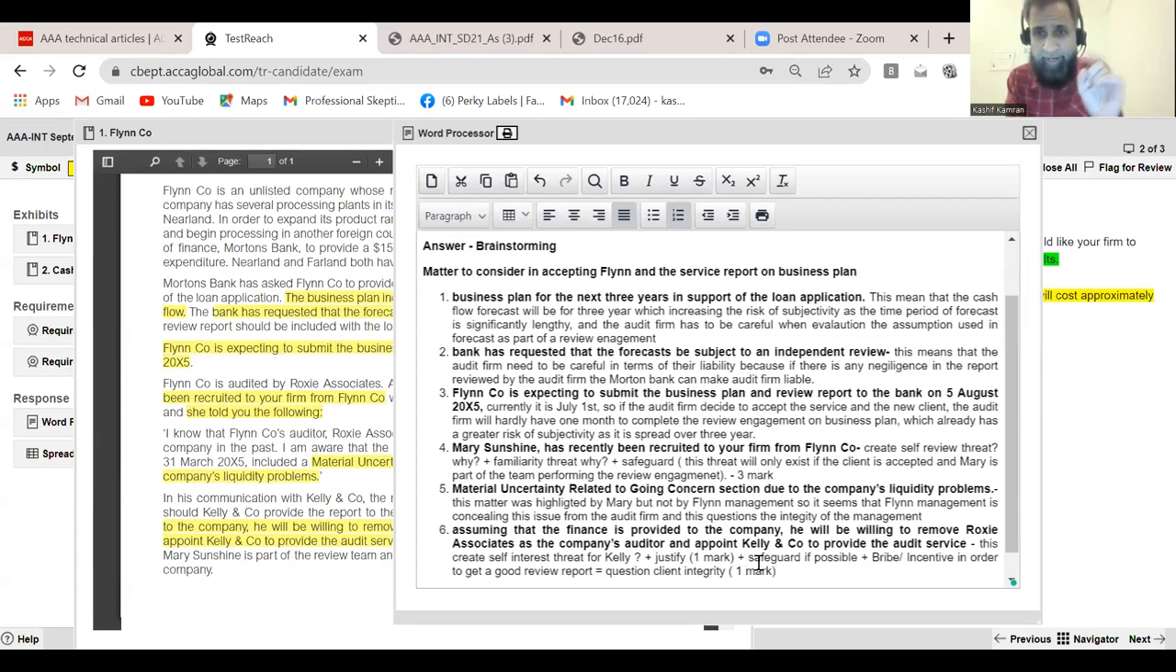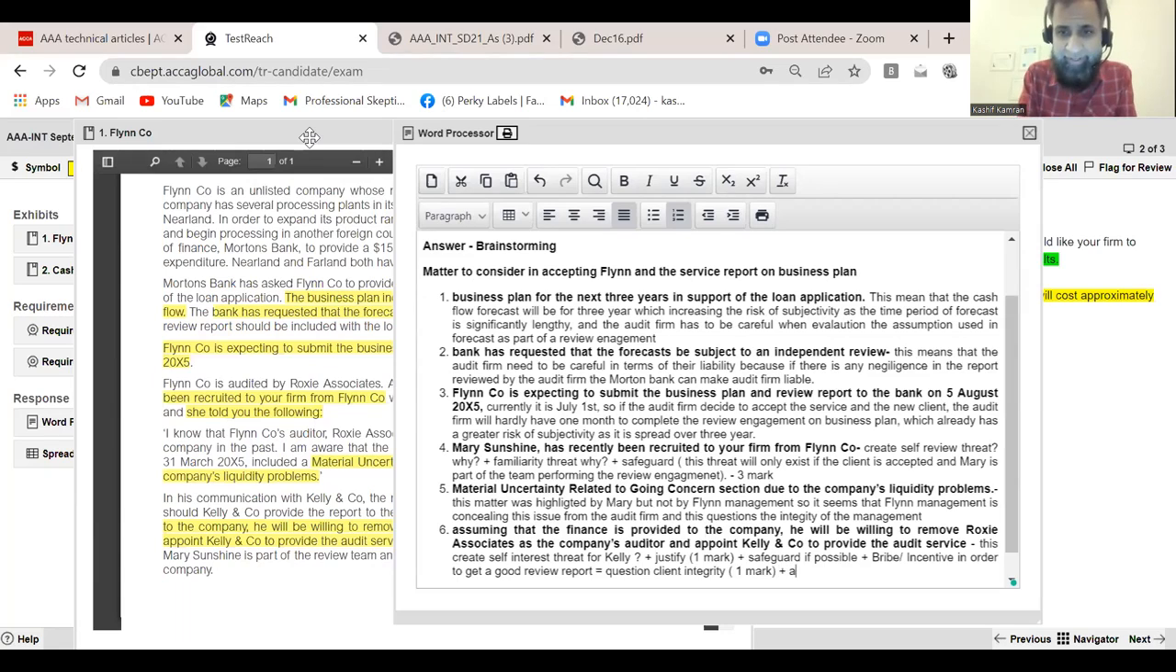1 point already for client integrity was up. This is the 2nd point on client integrity, that the bribe and incentive being offered for a good report tests the integrity of the management here. So the management is very clever here, right? They want to remove Roxy, get you in, so because you help them.